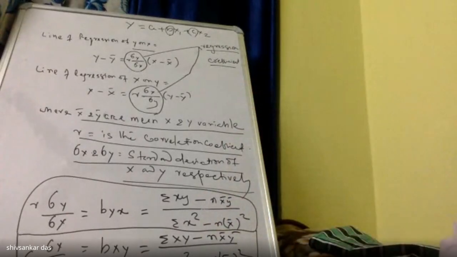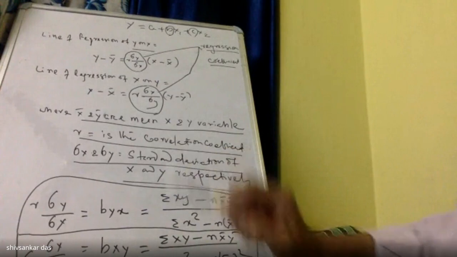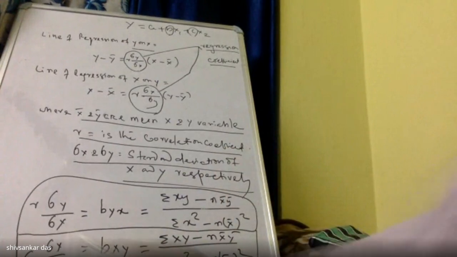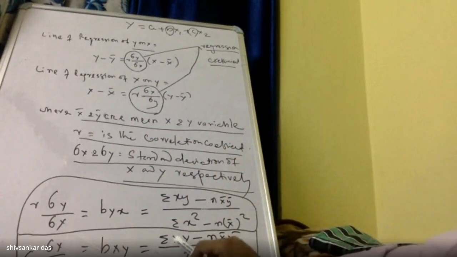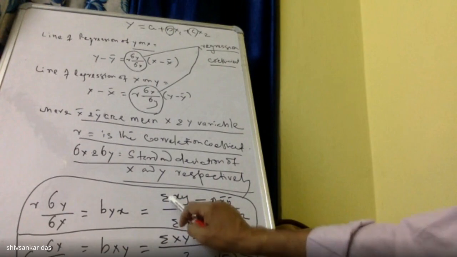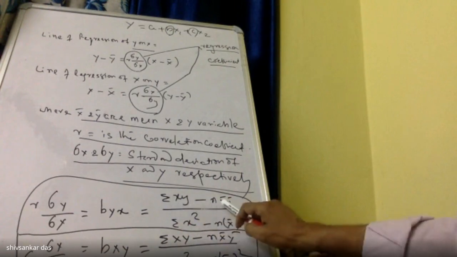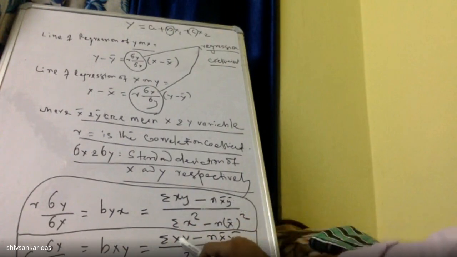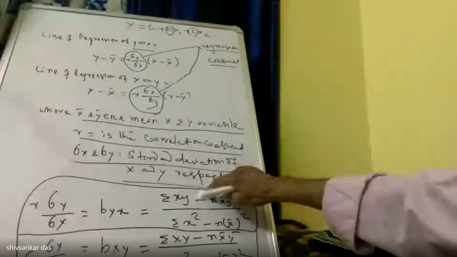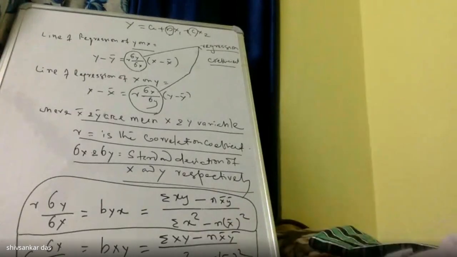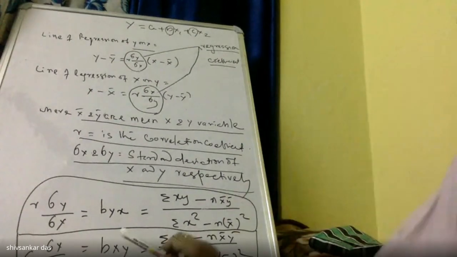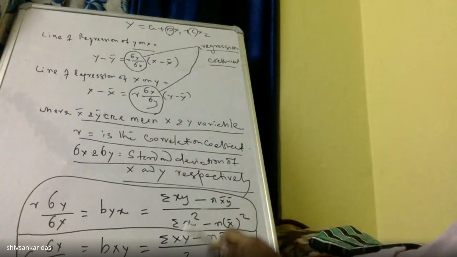Similarly, in case of x on y, it is summation of xy minus n x bar y bar. Here the denominator is different: summation of y square minus n y bar square. Only the denominator is the difference.